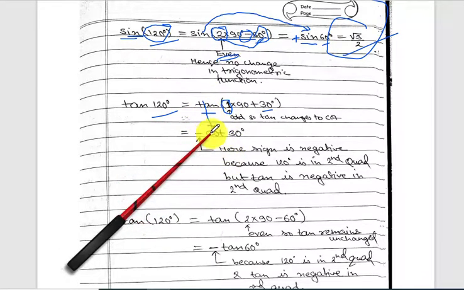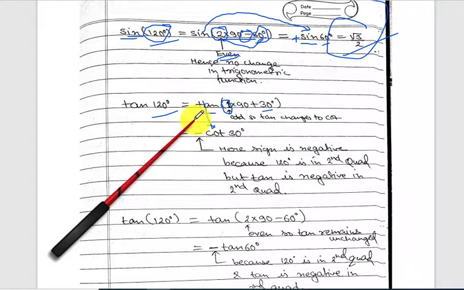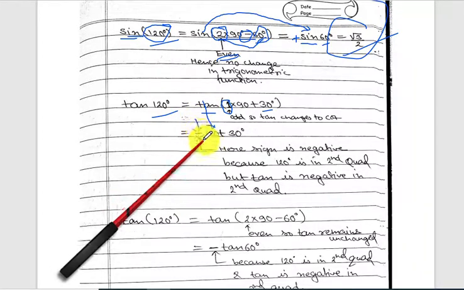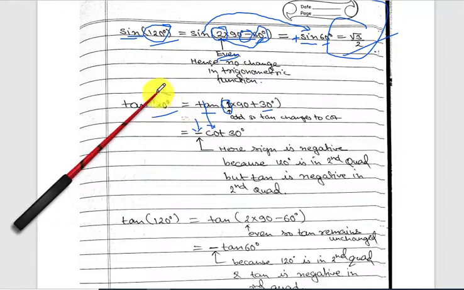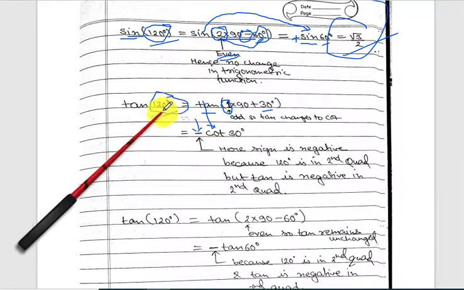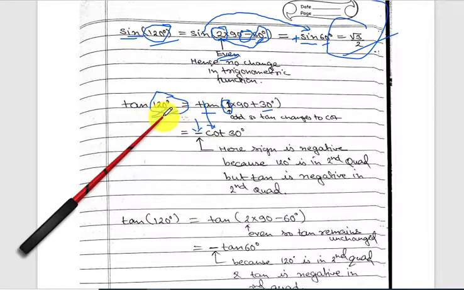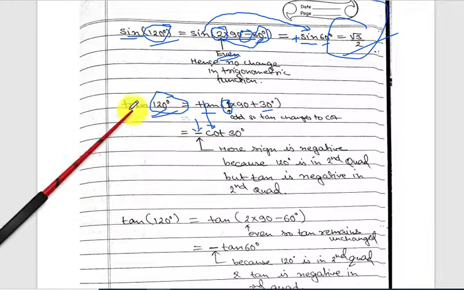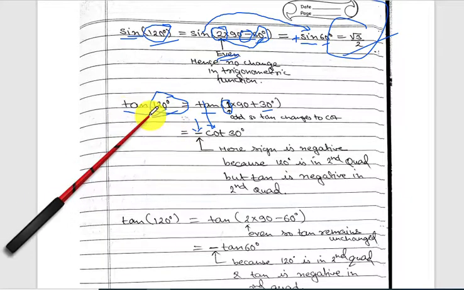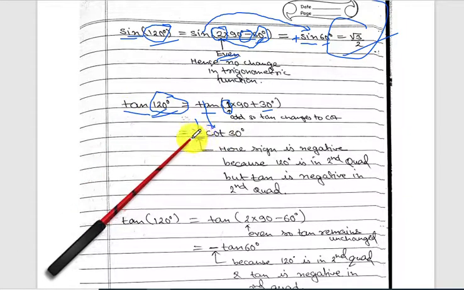Now what sign should I put over here, plus or minus? So this is 120 and this is in the second quadrant, but in the second quadrant only sine and cosec are positive, the rest are negative, and here what do I have? Tan, so I have to put a negative sign over here. That's why a negative sign over here.